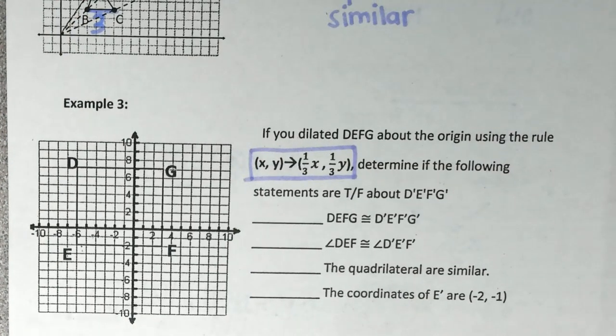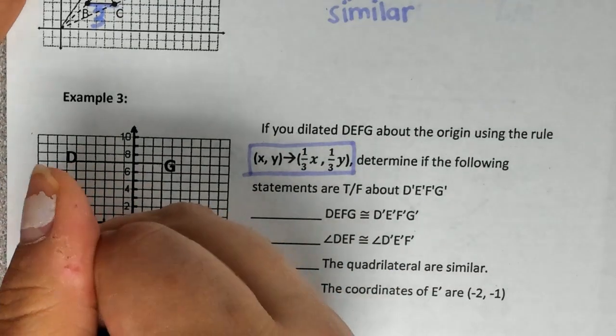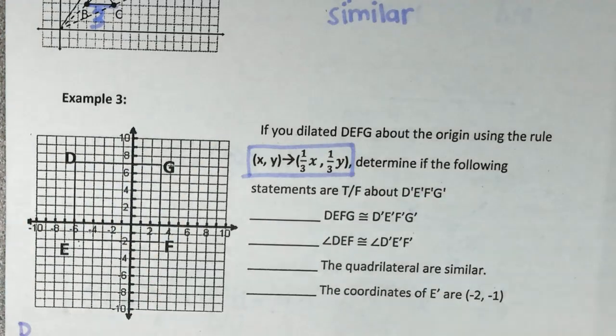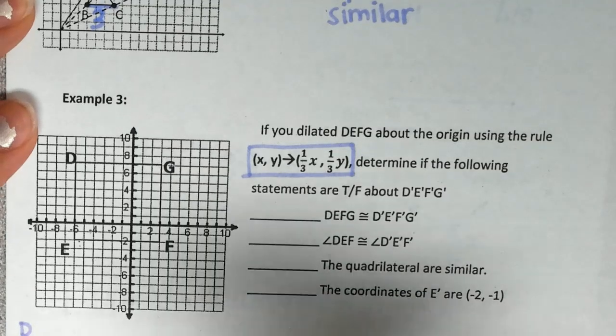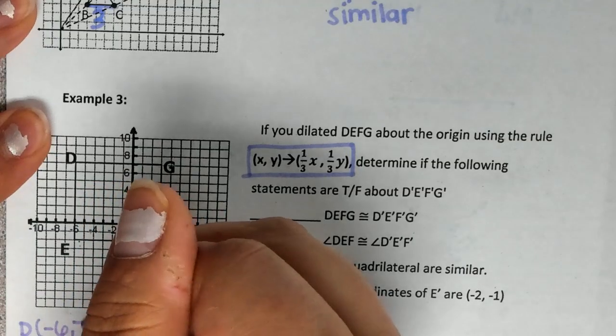Well, let's dilate it. How do I dilate it? I could count the sides, but that's not going to help me on where it goes. So I'm going to get every point. Get every point and then multiply it by 1/3. So what point is D at? -6, 7. Wow.